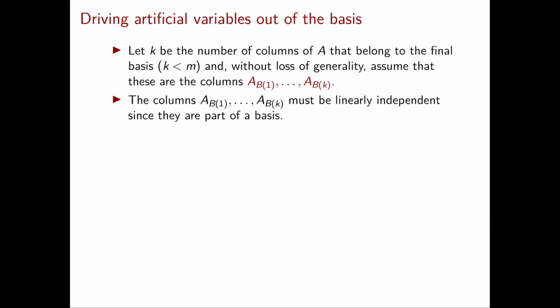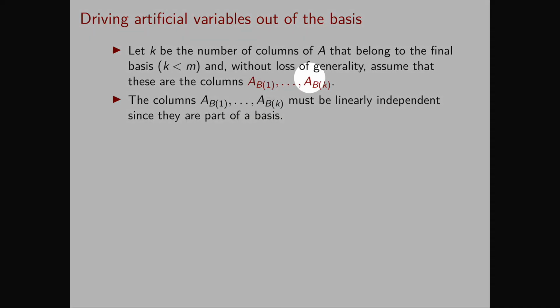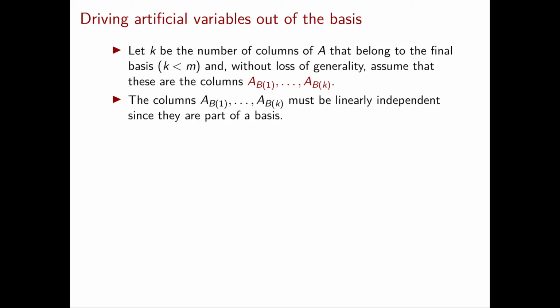We first understand this algebraically in this slide, and later on we're gonna see how to do this directly in the tableau. So let K be the number of columns of A that belong to the final basis, and so we're assuming that K is strictly smaller than M. By eventually reordering our constraints, we can assume without loss of generality that these are the first K columns in the basis. So these are AB1 until ABK. These columns are of course linearly independent since they are part of a basis. At this point we need to find M minus K additional columns of A such that, together with this K, we obtain a basis of R^m.